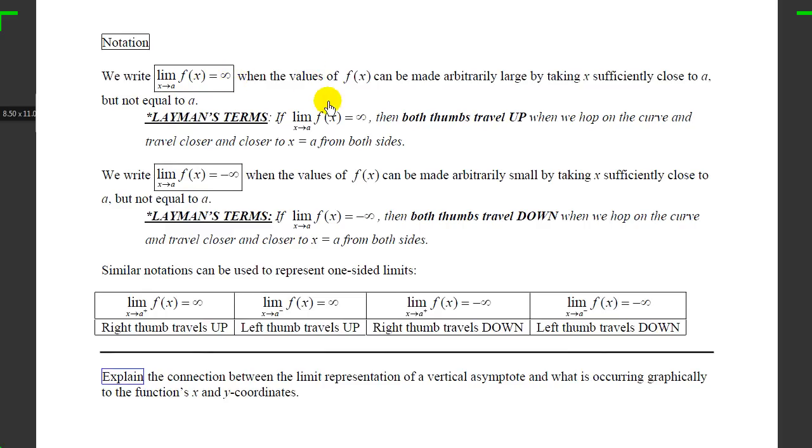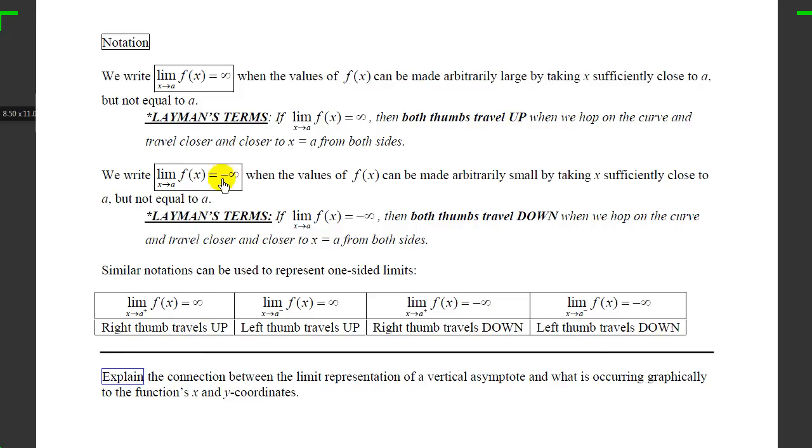The algebraic notation that we use to represent vertical asymptotes involves limits. In this case, we have the limit of f of x as x approaches a from both sides equals infinity, to represent that the values of f can be made arbitrarily large by taking x sufficiently close to a. In layman's terms, if we hop on the curve to the left and right of a and move closer and closer to an x value of a, those y values are both heading up to positive infinity. So both thumbs will travel up.